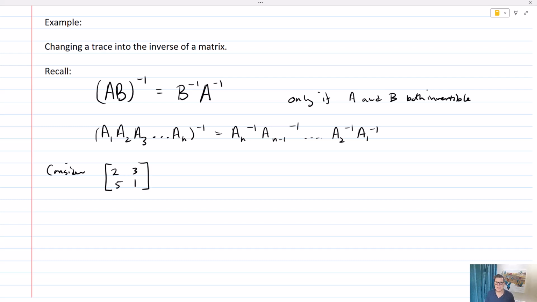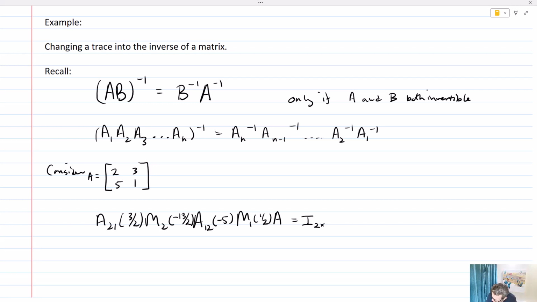And when we decomposed that into elementary matrices, when we row reduced it down to the identity, what we got was A, our original matrix, multiplied first by M1 1/2, and then A12 negative 5, M2 negative 13 over 2, and then A21 3/2. And so that was our decomposition. That gave us the identity, I 2 by 2.